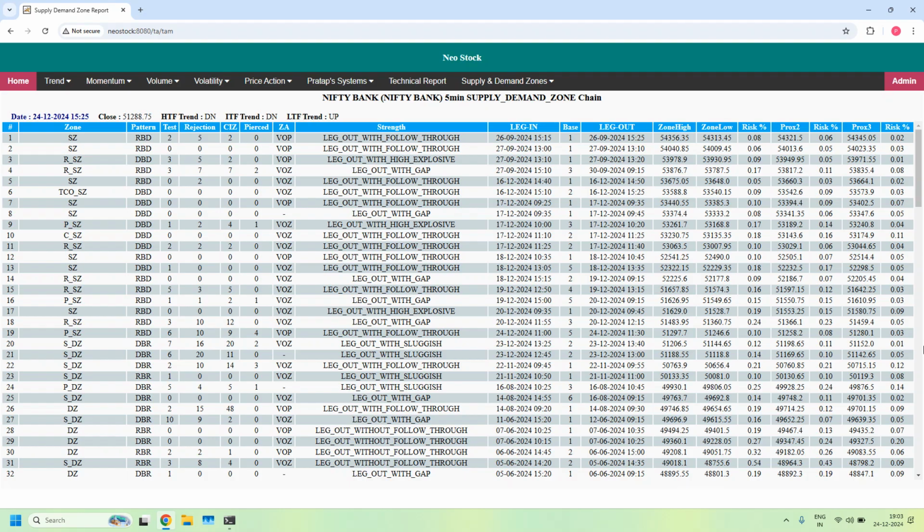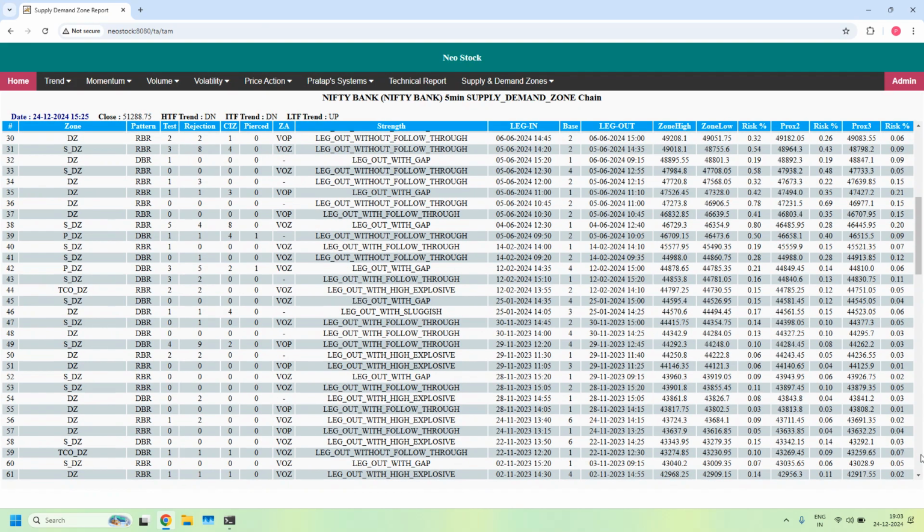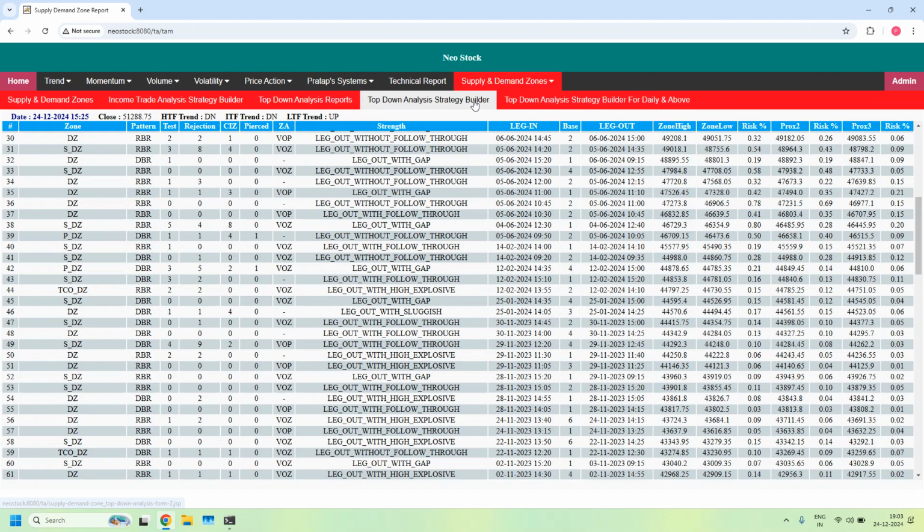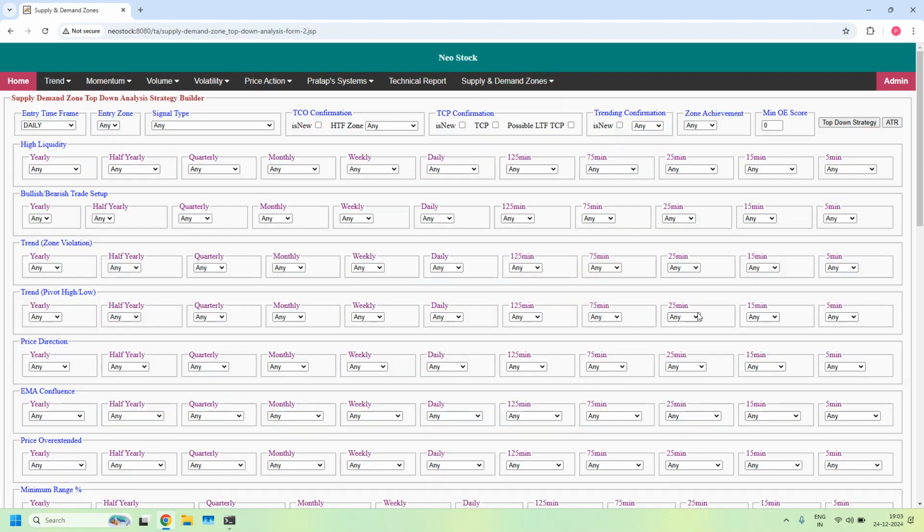Okay, this is about the Bank Nifty supply demand zone chain. If you want more demand zones, I am scrolling the list down. So with this we have completed both Nifty and Bank Nifty supply demand zone chain. Next set of reports are bullish and bearish trade setups for monthly, weekly and daily income trades.